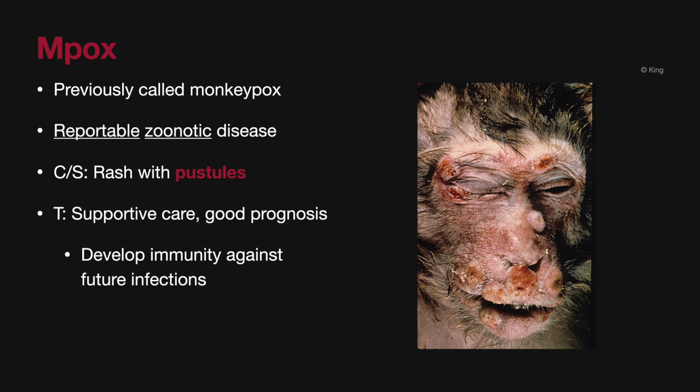Mpox was previously called monkeypox, and it is a reportable zoonotic disease. It can cause a rash with pustules in non-human primates. Treatment involves supportive care. Animals typically have a good prognosis, and they will develop immunity against future infections after they recover from their initial infection.